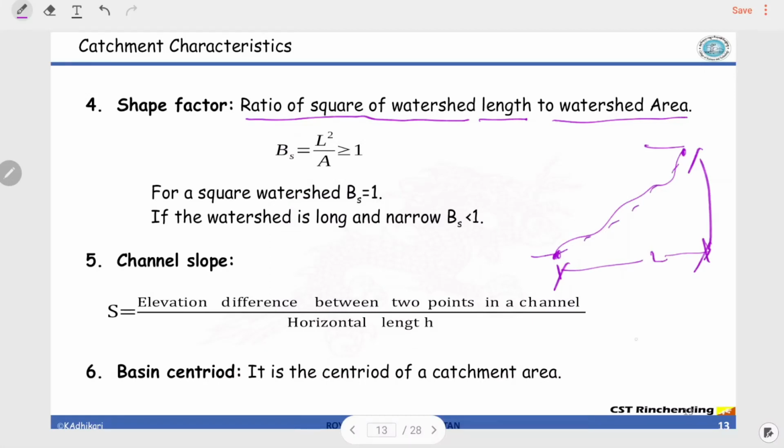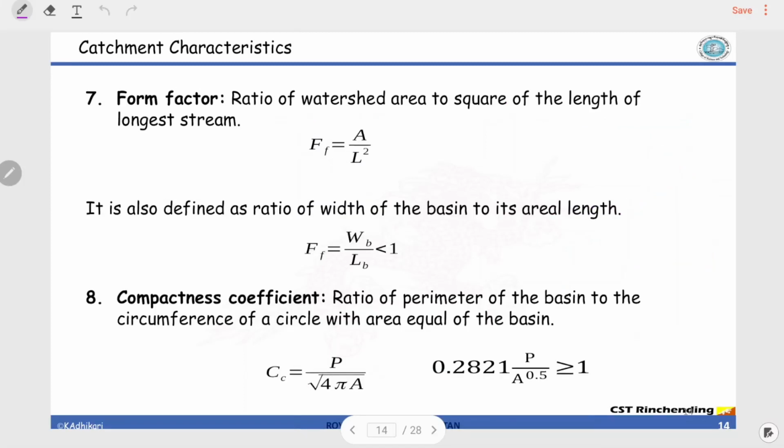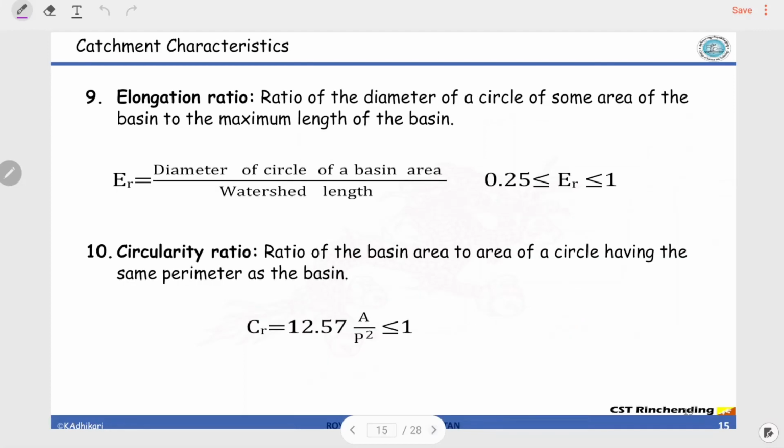Basin centroid is the center of mass. That is the centroid. And there is the form factor. It is the ratio of watershed area to the square of the length of the longest stream. Again, one more parameter. Compactness coefficient is the ratio of the perimeter of the basin to the circumference of a circle with area equal to that of the basin. So that is how we calculate the compactness coefficient. And elongation ratio and circularity ratio are also parameters.